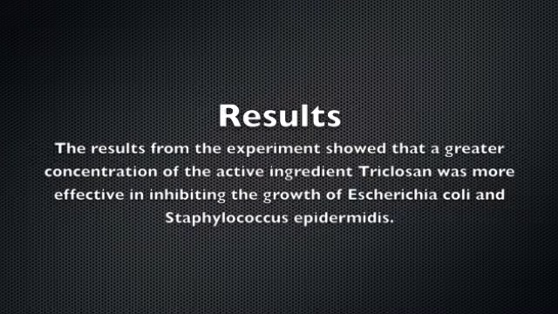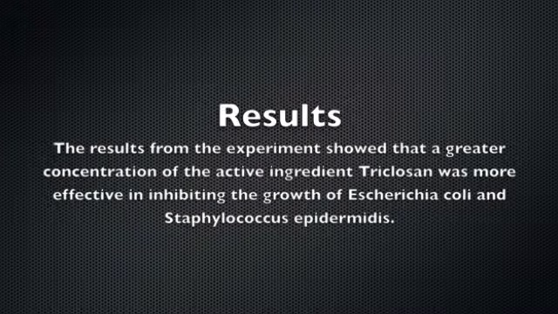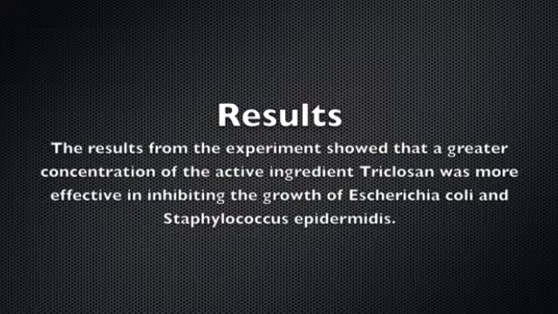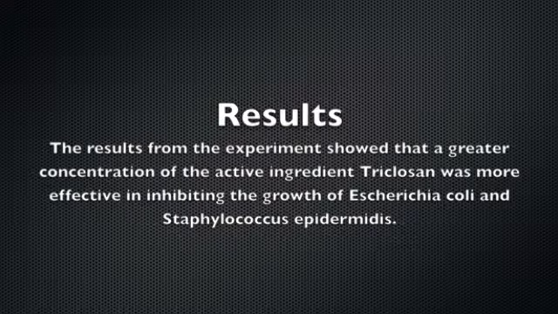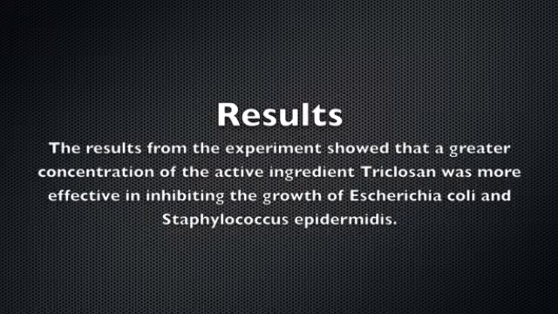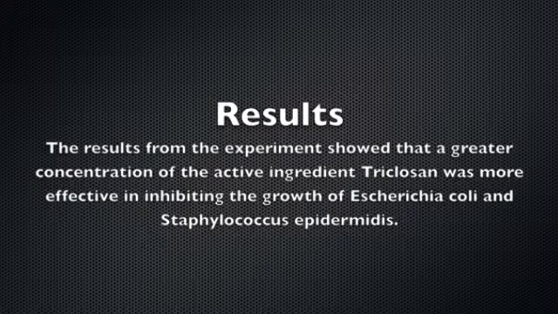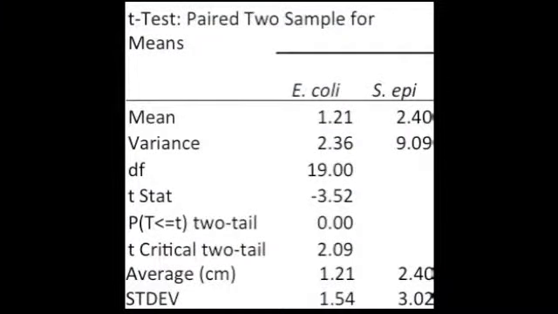The results from the experiment showed that a greater concentration of the active ingredient triglycerin was more effective in inhibiting the growth of E. coli and S. epi. The experiment was run 4 times to ensure accuracy, and then a t-test was conducted to test the null hypothesis, which was that there is no difference between the growth of bacteria that are or aren't treated with soaps containing triglycerin. After setting the level of significance at p is less than 0.05, the null hypothesis was able to be rejected when the treated bacteria, which had a mean of 1.21 centimeters, showed a statistical difference from the control group, which had a mean of 2.40 centimeters.